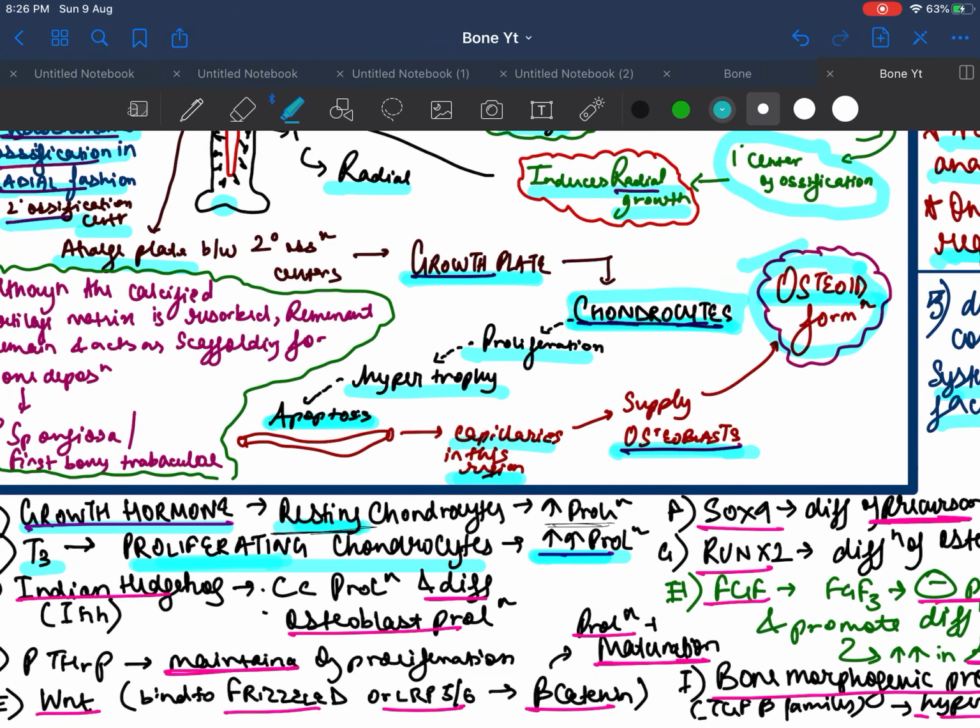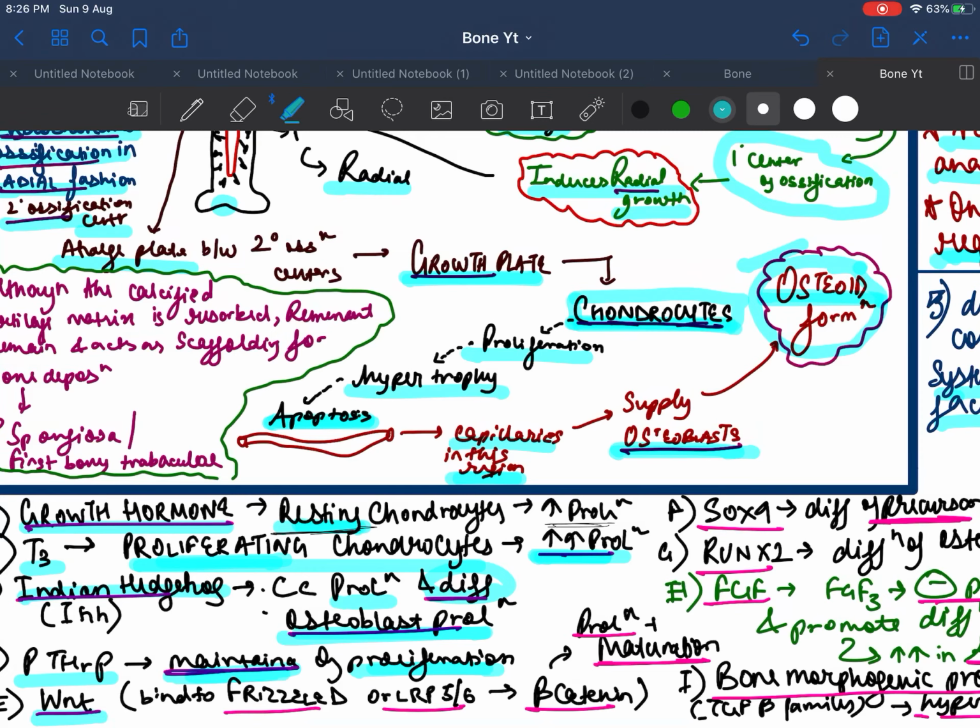Now there is one more hormone which is known as Indian hedgehog. Okay, so it will lead to chondrocyte proliferation and differentiation, plus it will also lead to osteoblast proliferation. So it will act on both chondrocytes and osteoblasts. We have the parathyroid related peptide, which helps in maintenance of proliferation. You don't have to memorize each and every one, where they are acting or what their role is. You just have to know the names.